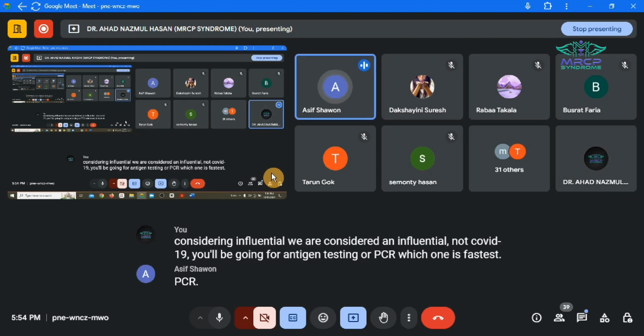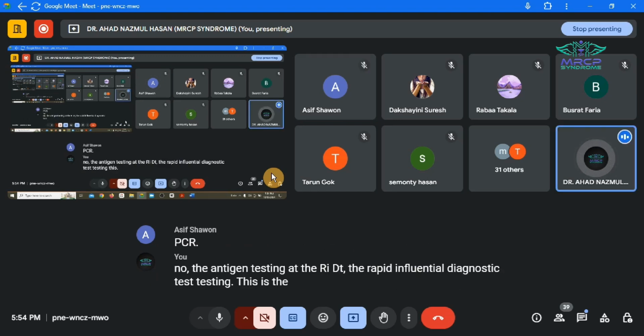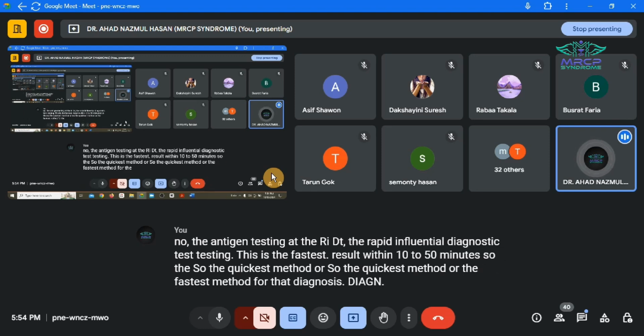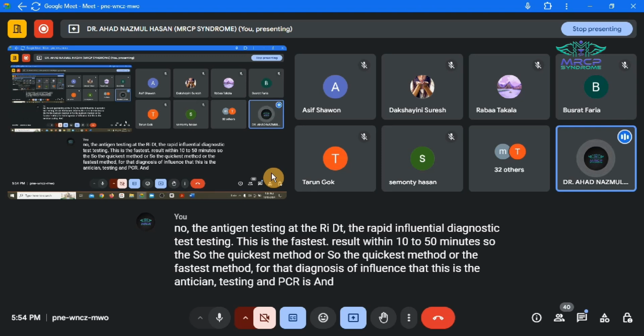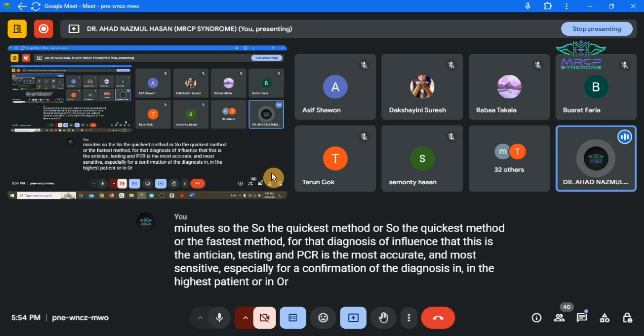The antigen testing, the RIDT, the rapid influenza diagnostic testing. This is the fastest. You can get the result within 10 to 15 minutes. So the quickest method for the diagnosis of influenza is the antigen testing. And PCR is the most accurate and most sensitive, especially for confirmation of the diagnosis in the high risk patient, or in case of low prevalence period, or if the antigen testing becomes negative.